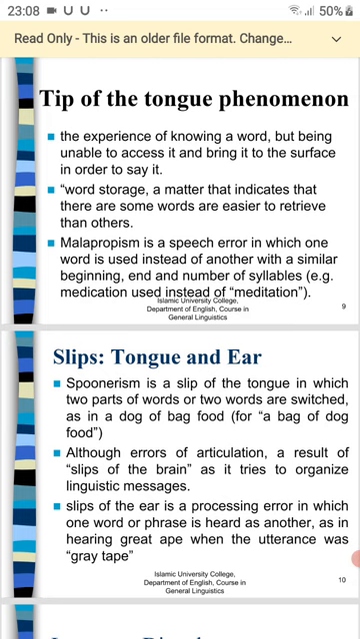Sometimes, if you hear a word that is not correct, or hear the produced word and it is not correct in meaning, you ask, do you mean this? This is exactly a slip of the tongue or slip of the lips. Then the tip of the tongue phenomenon is when we feel we know the word, which comes to the surface.